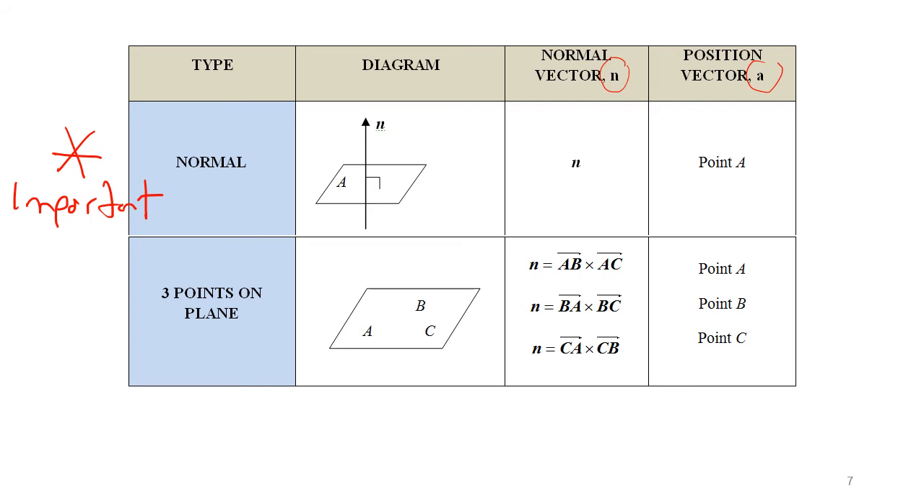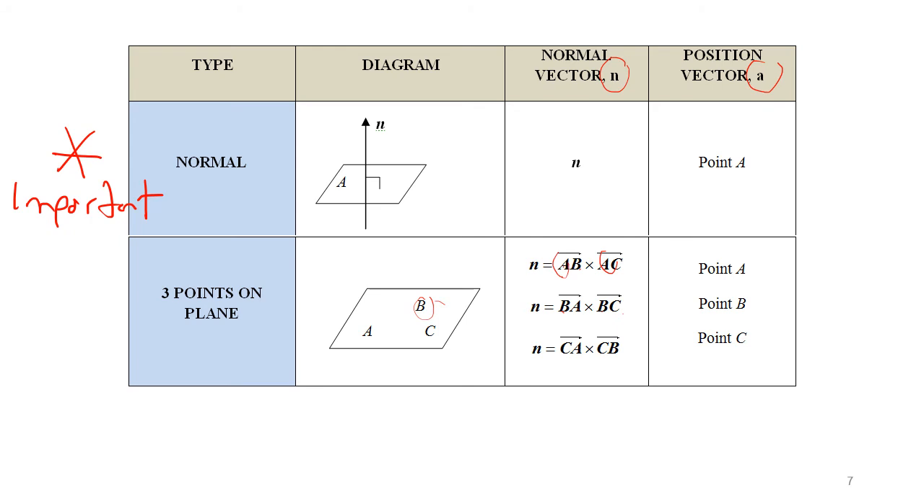Right, next the second situation, 3 points on the plane. So here we have 3 points, A, B, and C. So we can choose which point we want to put first. If you want to put A first, you have to find out the vector AB and vector AC. If you want to choose point B, you have to find out vector BA and vector BC. Remember, AB and BA is different, okay?